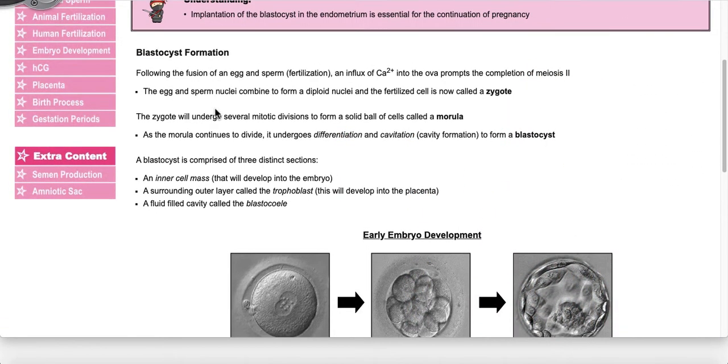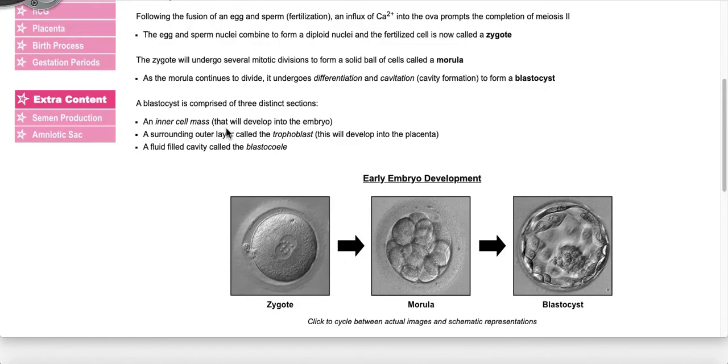So here we see the early blastocyst development. So here we see a zygote. This is when the sperm first fertilizes the nucleus. Remember that until then, we do not see the completion of meiosis II, and this is because at the moment of fertilization, there is an influx of calcium ions into the ova, and that's what's going to allow the completion of meiosis II. Here we see the morula after several mitotic divisions, and pretty much it's just a ball of cells.